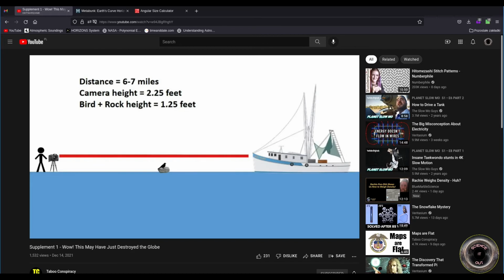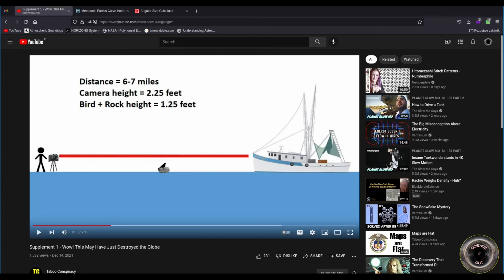If a camera is placed at 2.25 feet above the water and is filming a boat approximately 6 to 7 miles away, would a bird and rock about 1.25 feet above the water ever be taller than the distant boat as portrayed in this diagram? Does this orthographic view generally represent reality?